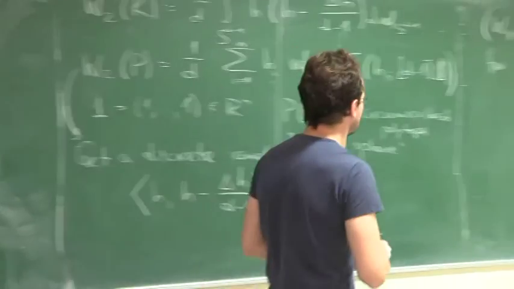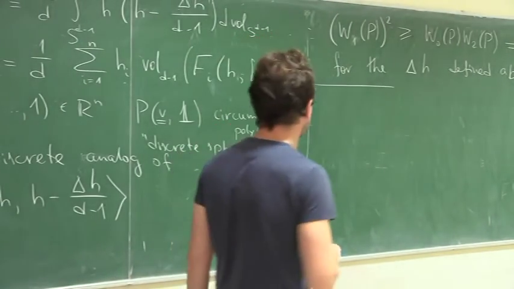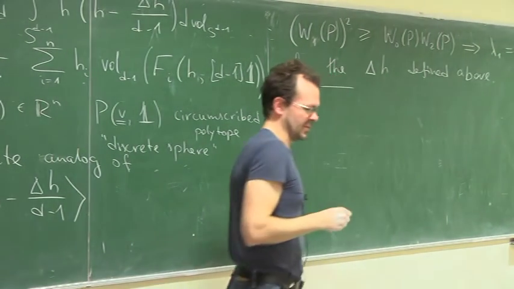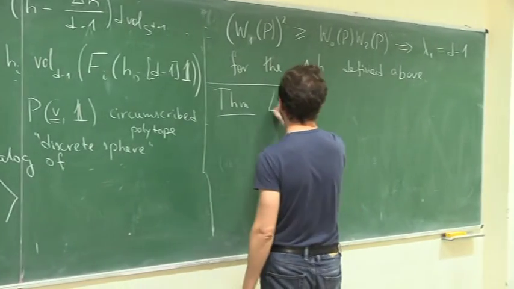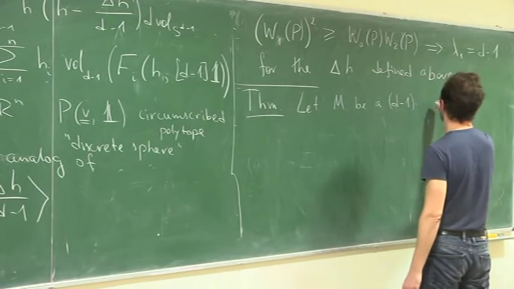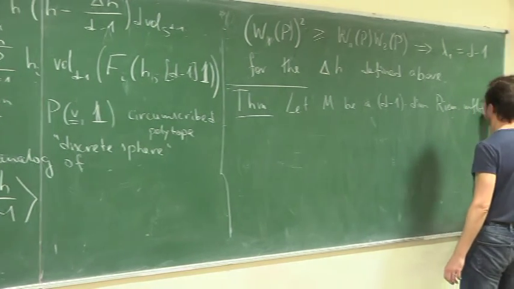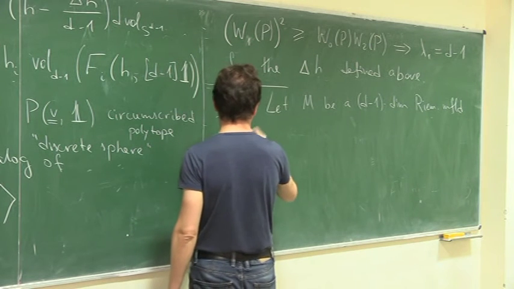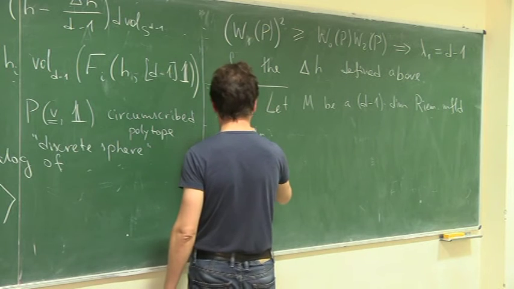All right, but one can then go further and look at the spectral gaps not on the sphere, but on some other Riemannian manifolds, and that is the Lichnerowicz theorem. Let M be a d-1 dimensional Riemannian manifold, closed, so compact, without boundary.